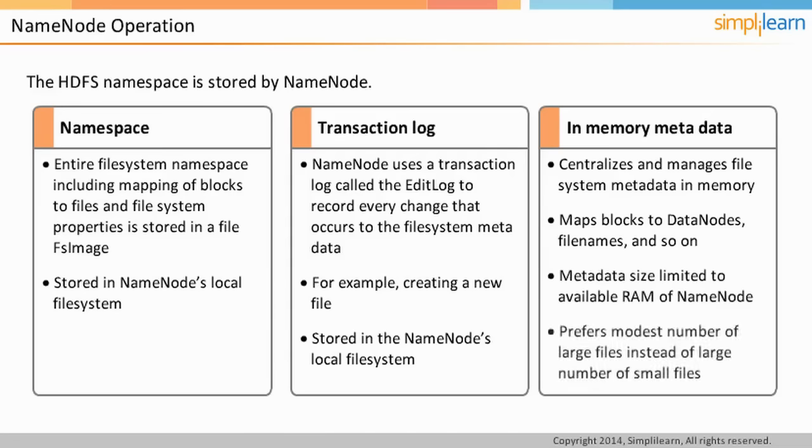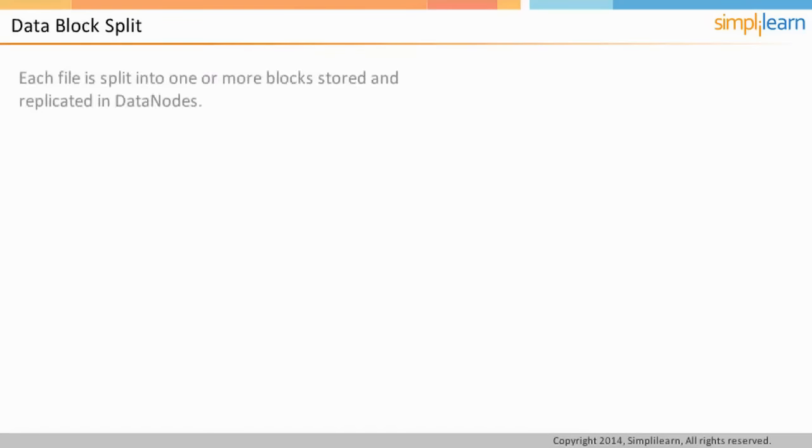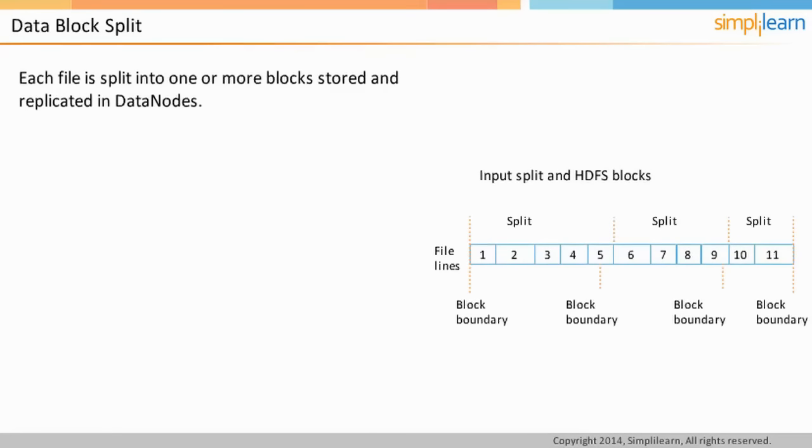Since a large number of small files would require more metadata than a small number of large files, the in-memory metadata management issue explains why HDFS favors the latter over the former. If a name node runs out of RAM, it will crash and applications won't be able to use HDFS until the name node is online again. In the next screen, we will study data block split. Each file is split into one or more blocks stored and replicated in data nodes.